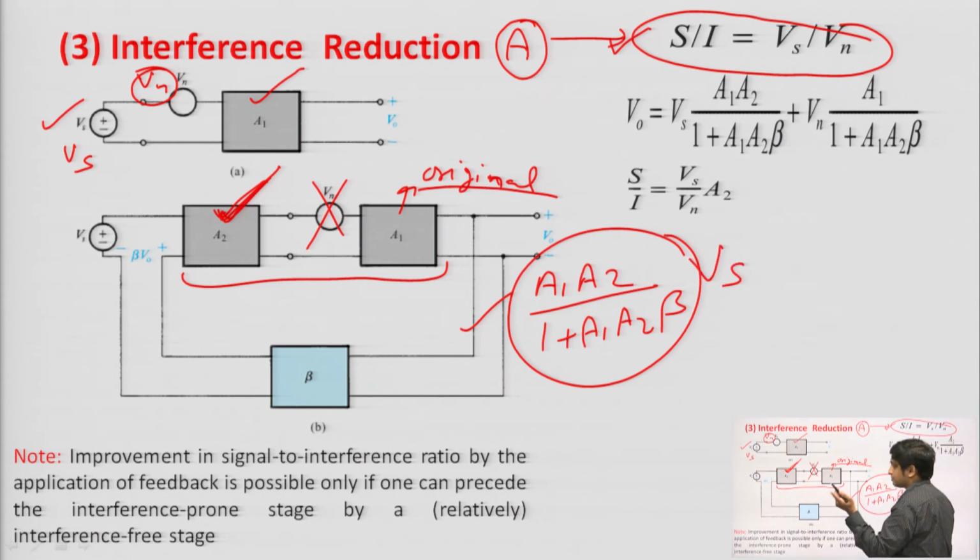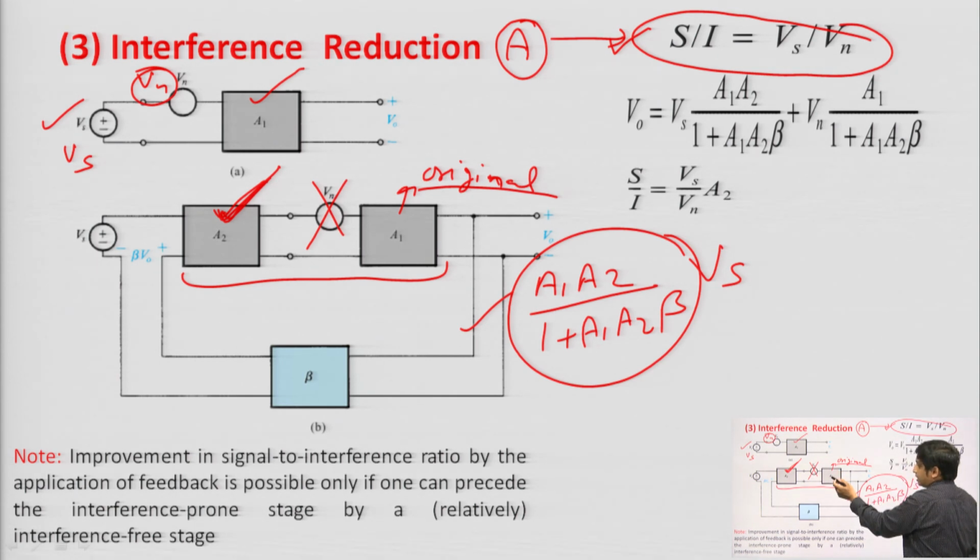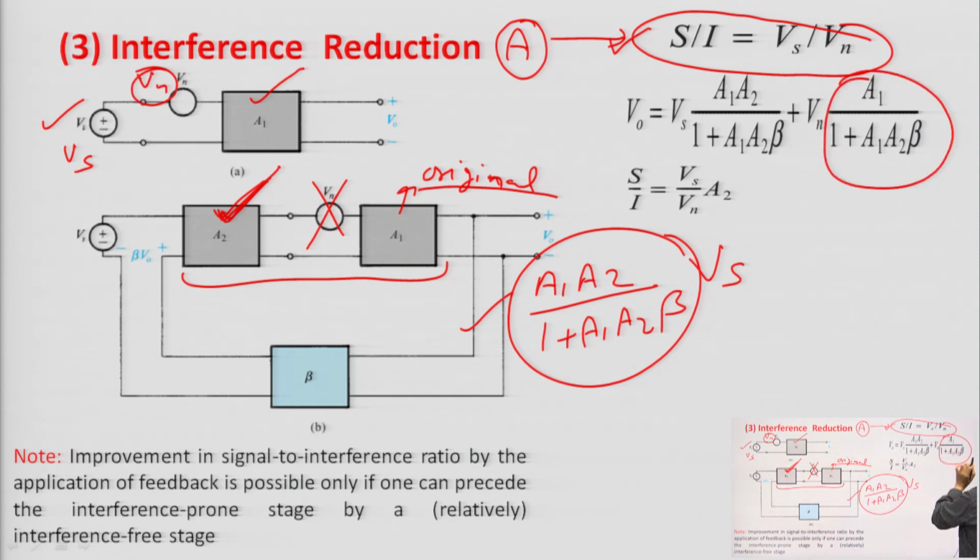Now, in the second case, as per the superposition theorem, we will remove Vs. When we remove Vs and there will be Vn, in that case, in the feed forward there will be A1. So, it will be A1 upon 1 plus A1 A2 beta into Vn. So, to calculate the output voltage V naught here, we are using superposition. In superposition, firstly we are considering the Vn source, then we are considering the Vs source, and after that, as per the superposition theorem, we are adding the output voltages we have got from these two cases, fine.